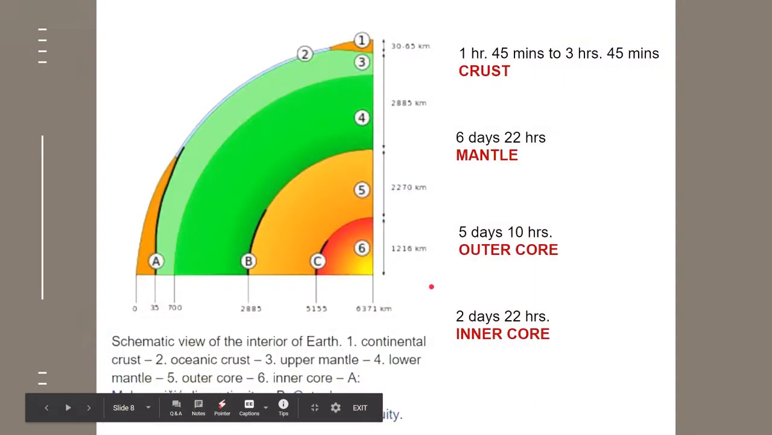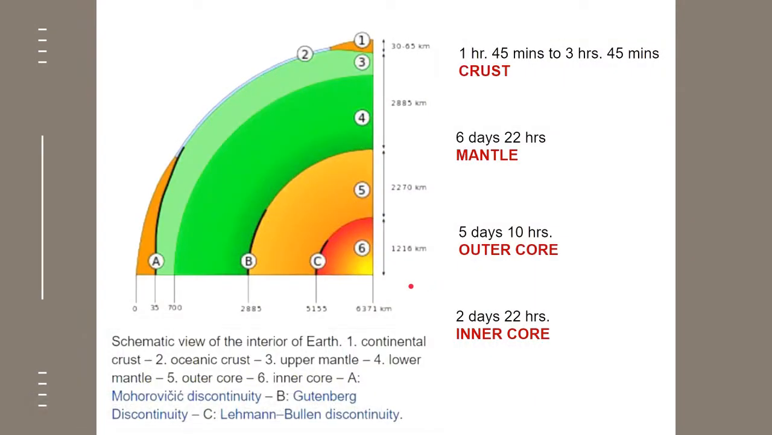Let's go back to that measurement again. If you're going to travel via bus with that velocity, how long will it take for you to cross the different layers of the earth? For the crust, with this distance and that velocity, it will take you from 1 hour and 45 minutes to 3 hours and 45 minutes just to cross the crust.